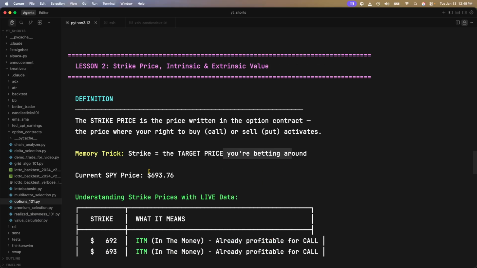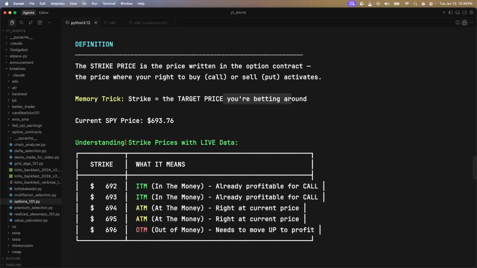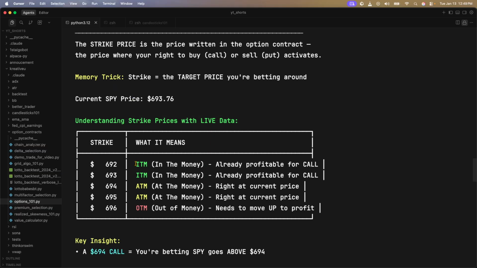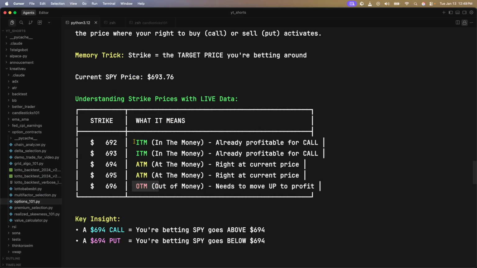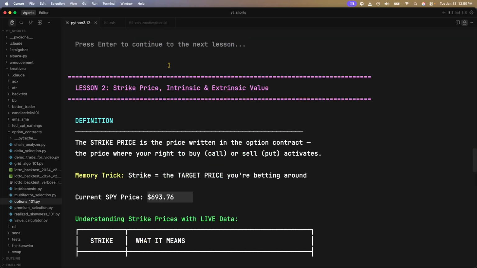The current price of SPY, excuse me, is 693.76. Let's understand these strike prices a little more with live data. We're going to talk about in the money, at the money, and out of the money. In the money contracts are contracts that are closer to the current price, so these are contracts that are already profitable. These will be a little more expensive out of the three, because they have a lot of intrinsic value.